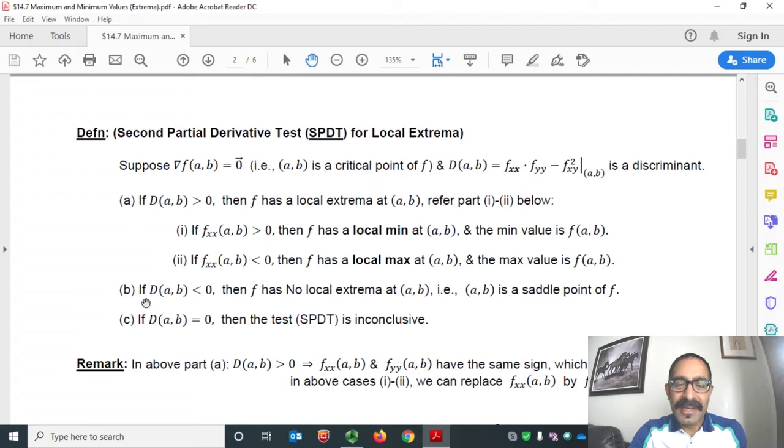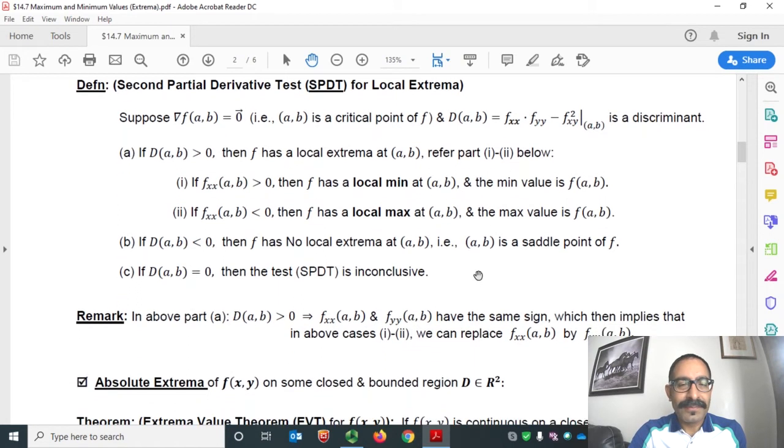Part B: if the discriminant is negative, then f has no local extremum at (a, b), that is, (a, b) is a saddle point. Part C: if the discriminant is 0, then the test is inconclusive. We cannot conclude whether the graph has a local max or local min. Great. So I hope this criteria makes sense to you all.